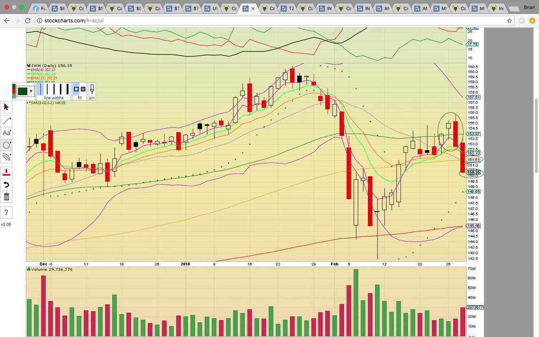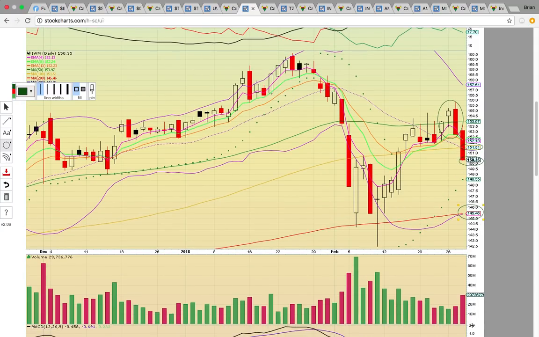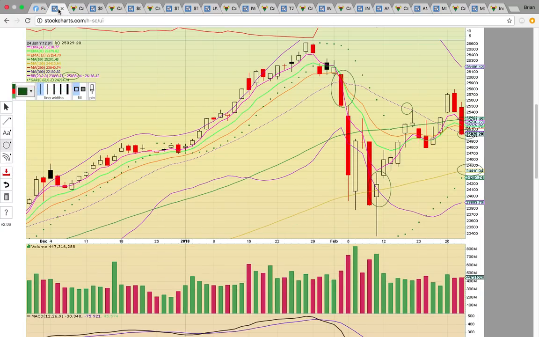If that 150 now turns into resistance, that's going to signal a downtrend, and you could see it working its way all the way back down to 145. So this was a major bearish close. Notice the volume. We had the light volume, and then boom, we have a major down day on a volume spike. Let's take a look back here real quick.